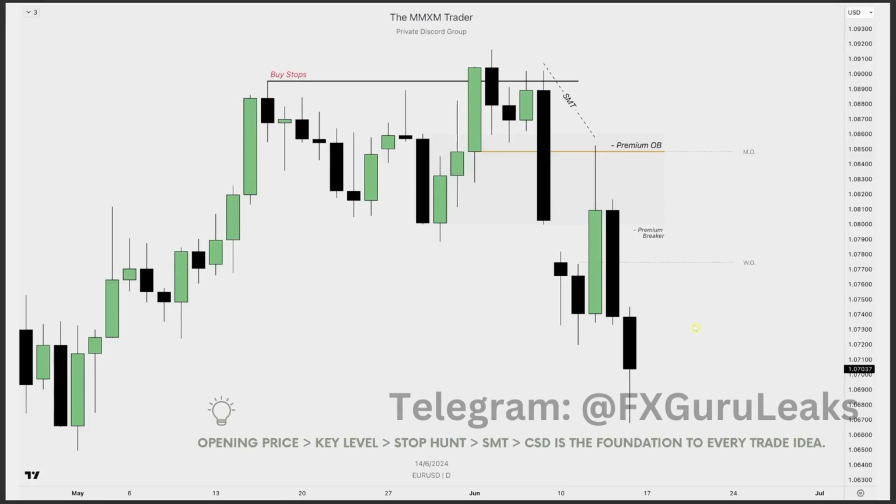What do we have? Think about the sequence, right? To use the opening price for the power of 3, we need to hit a key level, see a stop hunt with SMT, and then a change in the state of delivery is the foundation to this trade idea. So we can see over here the buy stops got raided, right? Then we're leaving behind a premium order block. Price breaks down lower, leaving behind a breaker, right? So a premium level breaker. Price comes back into it after the weekly opening, hitting that key level, and then we had that SMT formed, and then we can see price trading down lower from that area.